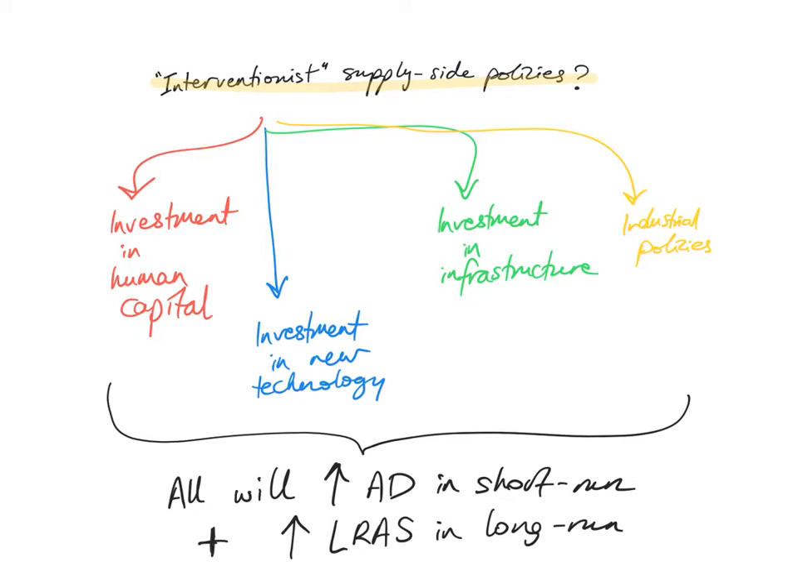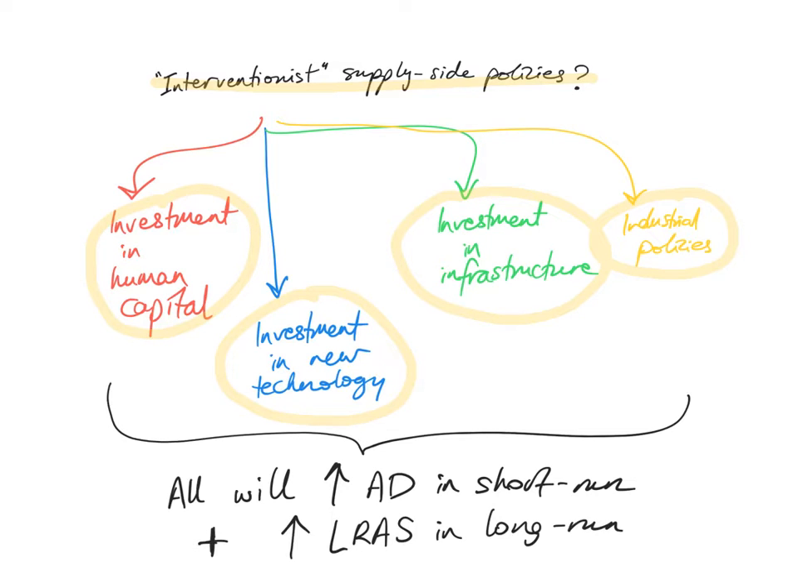The first one is investment in human capital. So investment in education and training in making the labor force more productive. Investments in new technology. Investments in infrastructure and something that we call industrial policies. In the next few slides, I will discuss all of these interventionist supply side policies.